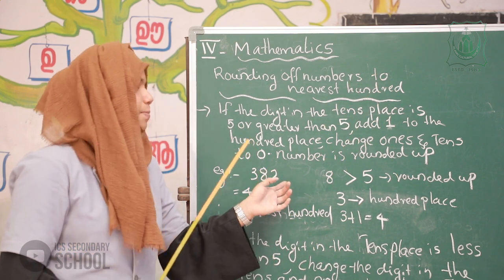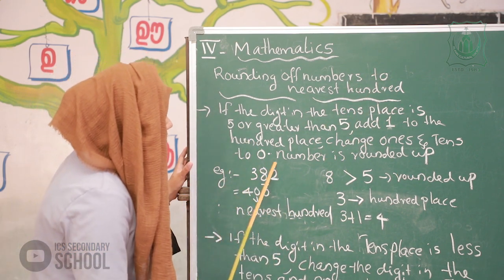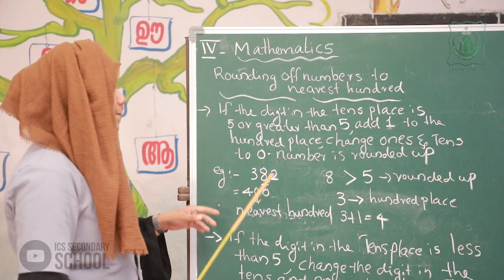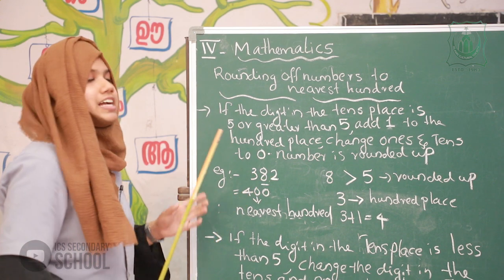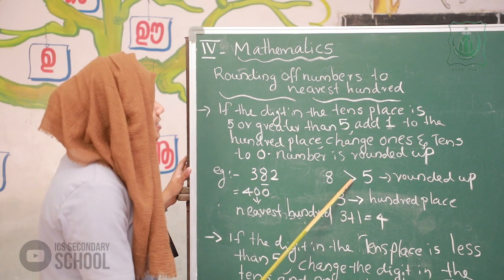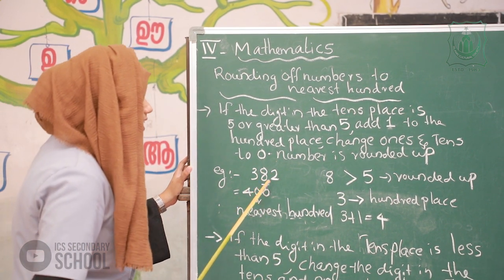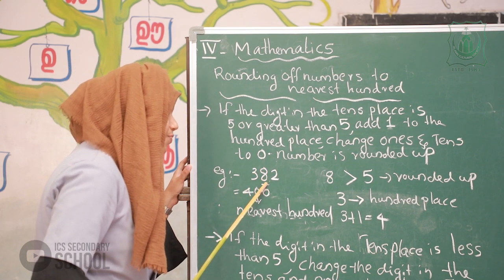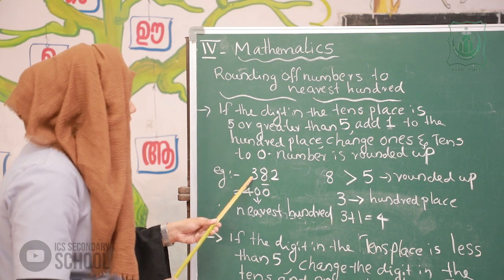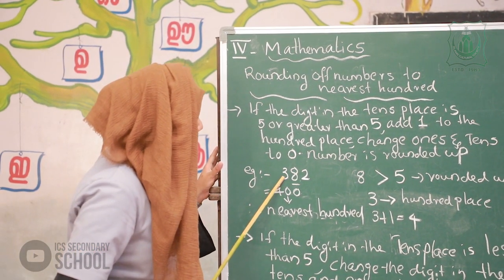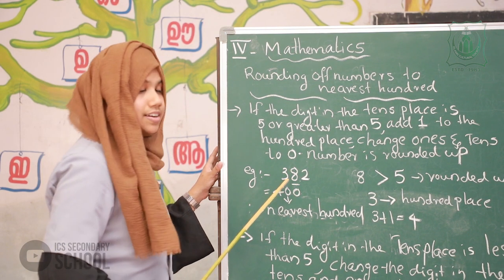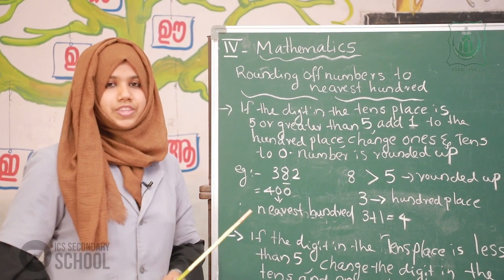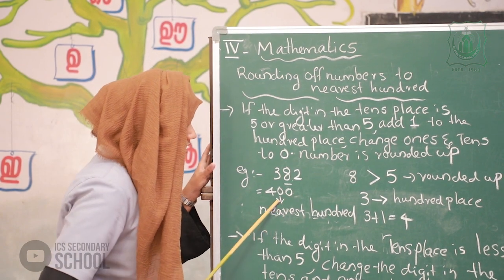I will give an example so you can understand. In the case of 382, which number is in the tens place? Yes, 8 is in the tens place. 8 is greater than 5. So if the number in the tens place is greater than 5, what happens? Add 1 to the 100 place. That means if we add 1 to the 100 place, we get 4, and change the other places to 0. This is your first example.